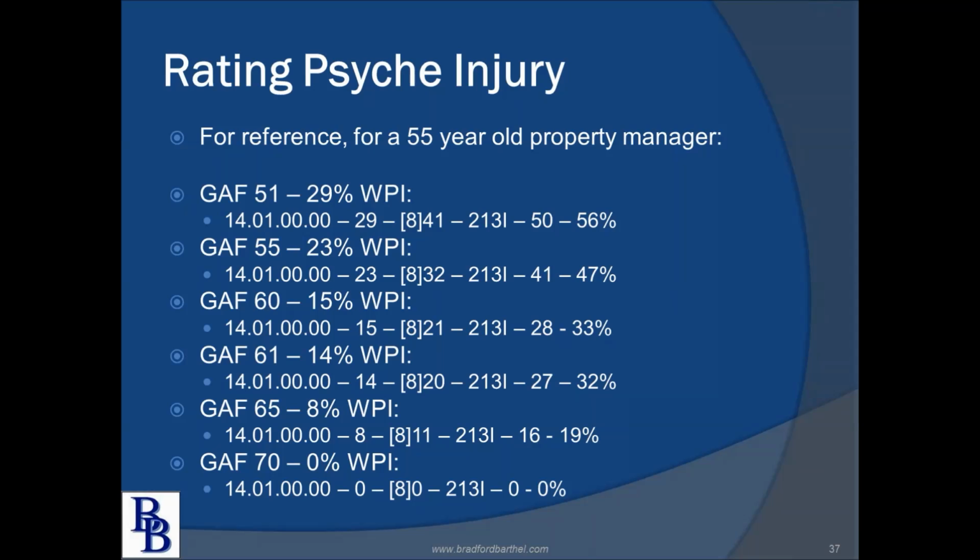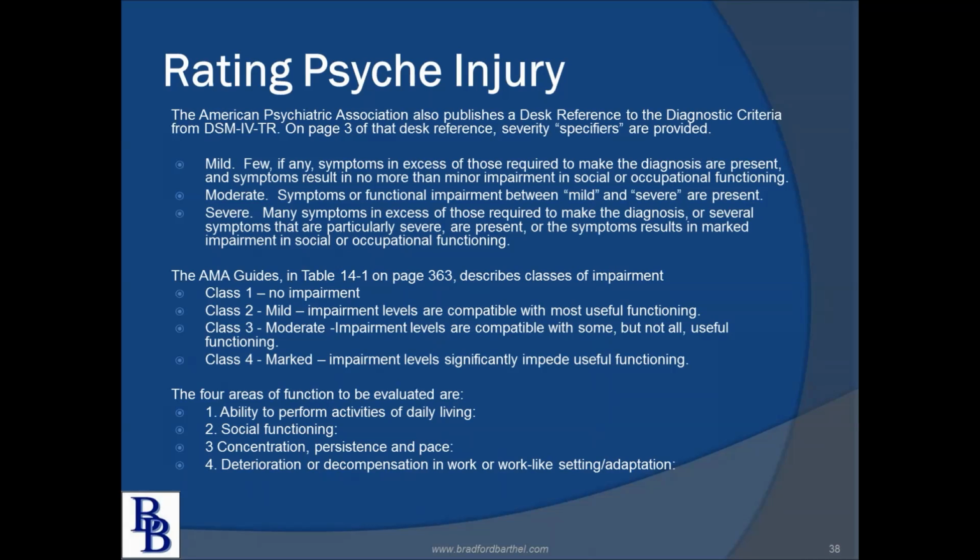The next three, 61, 65, and 70 GAFs, can range from 32% permanent disability to 0. Another significant range of permanent disability, although all three of those indicate someone with mild symptoms or mild difficulty with function. American Psychiatric Association, on this next slide, here's kind of what they expect you to look at in terms of evaluating psychiatric impairment in the GAF.